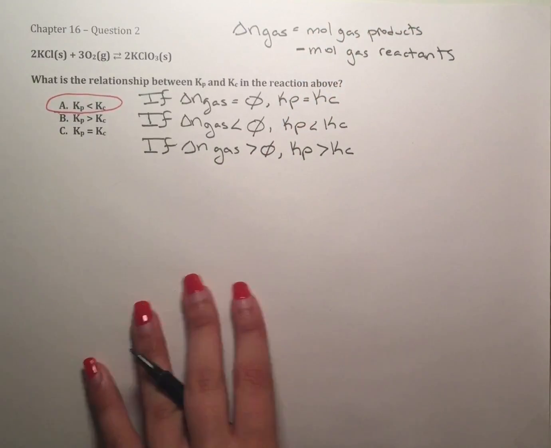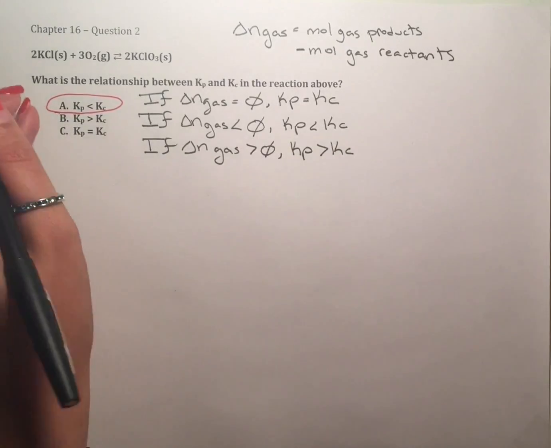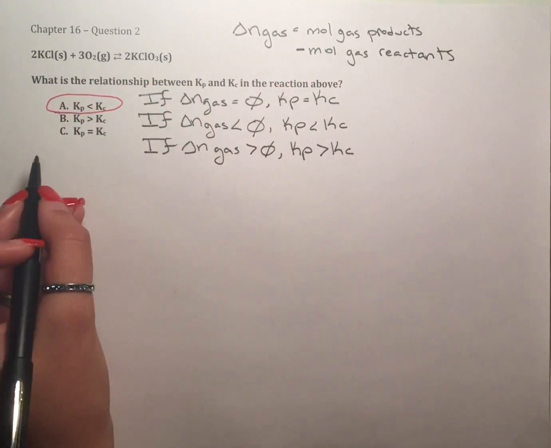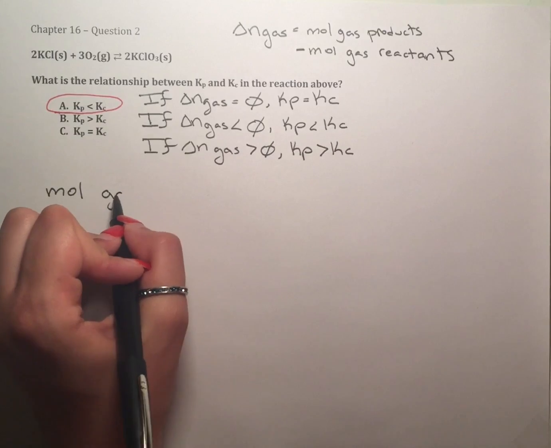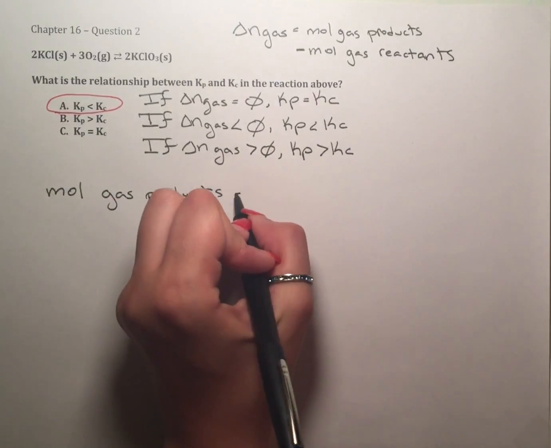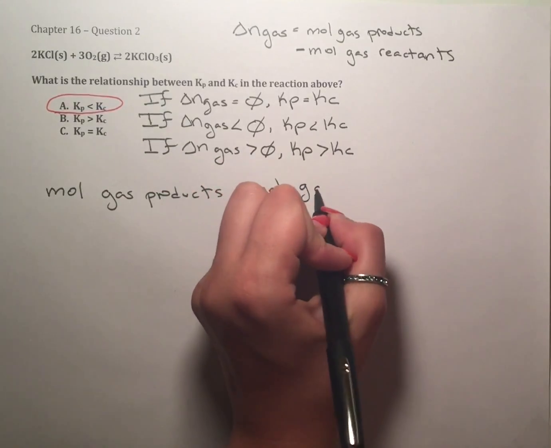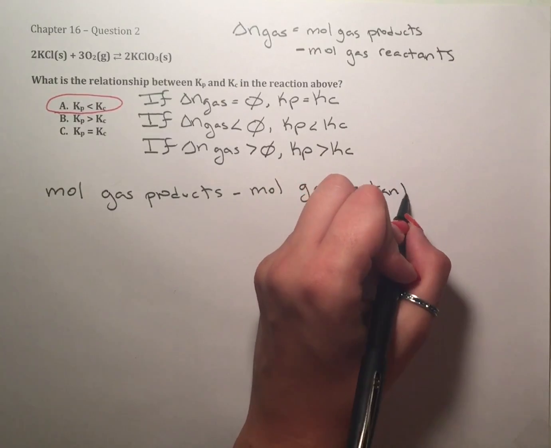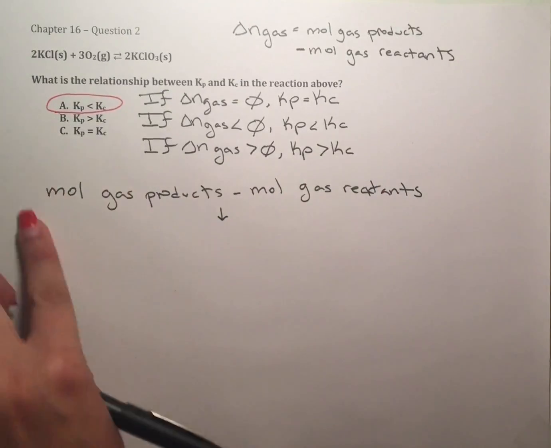All right, so let's figure out what delta N gas is in this reaction. Okay, so we need the moles of gas products. I'm just going to rewrite it actually so it's easier to follow. Moles of gas products minus moles of gas reactants. Okay, so moles of gas products. How many moles do we have?